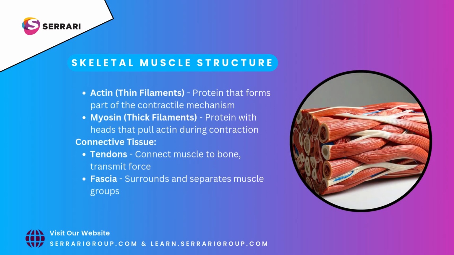Actin: thin filaments, protein that forms part of the contractile mechanism. Myosin: thick filaments, protein with heads that pull actin during contraction. Connective tissue: tendons connect muscle to bone and transmit force. Fascia surrounds and separates muscle groups.